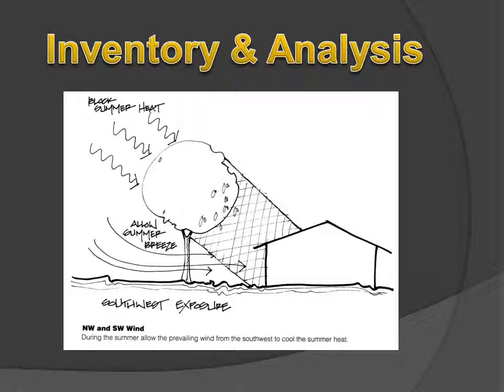All right, during the summer, allow the prevailing wind from the southwest to cool the summer heat. So we have the tree blocking the sunlight, but the tall tree here is still allowing that breeze to help cool it. So we wouldn't want something like a Leland cypress there.